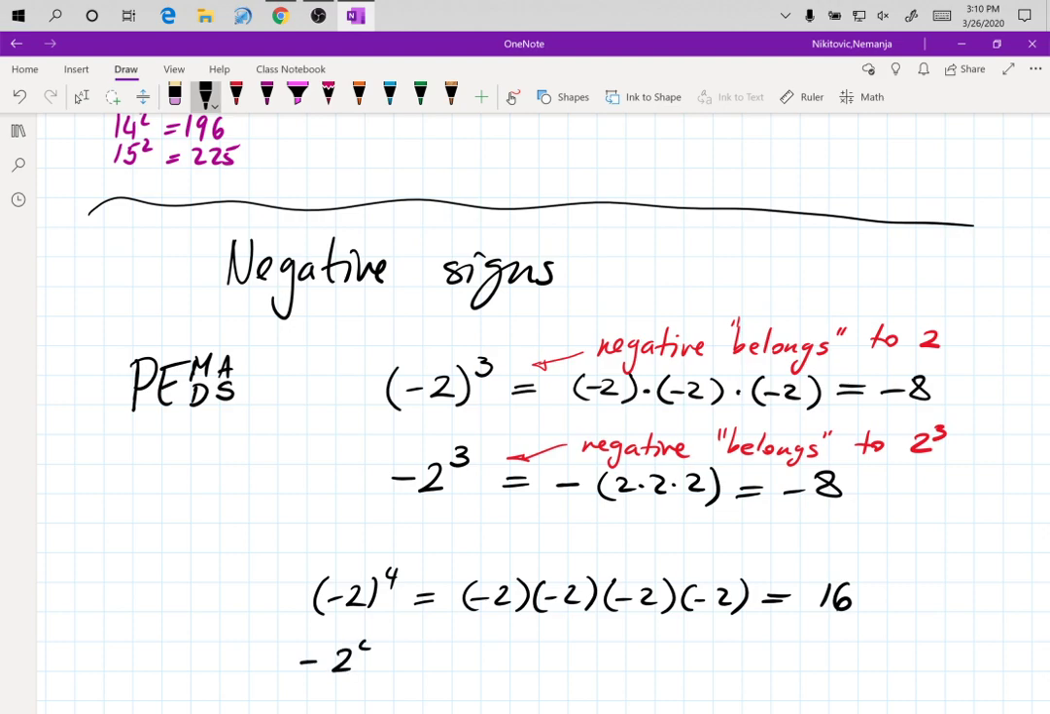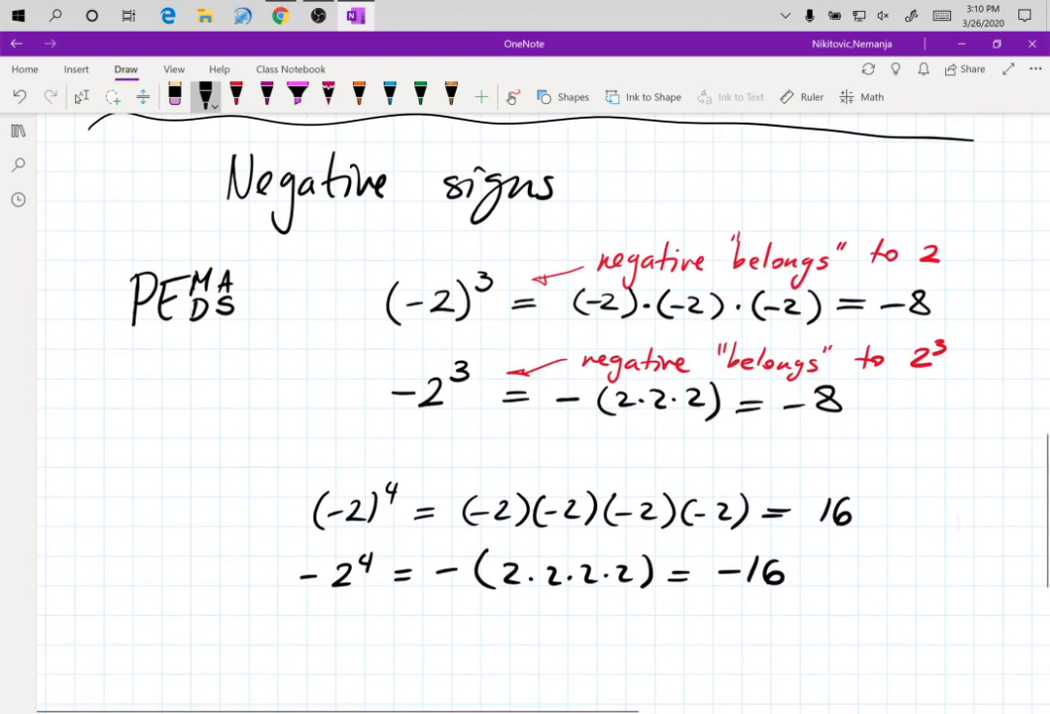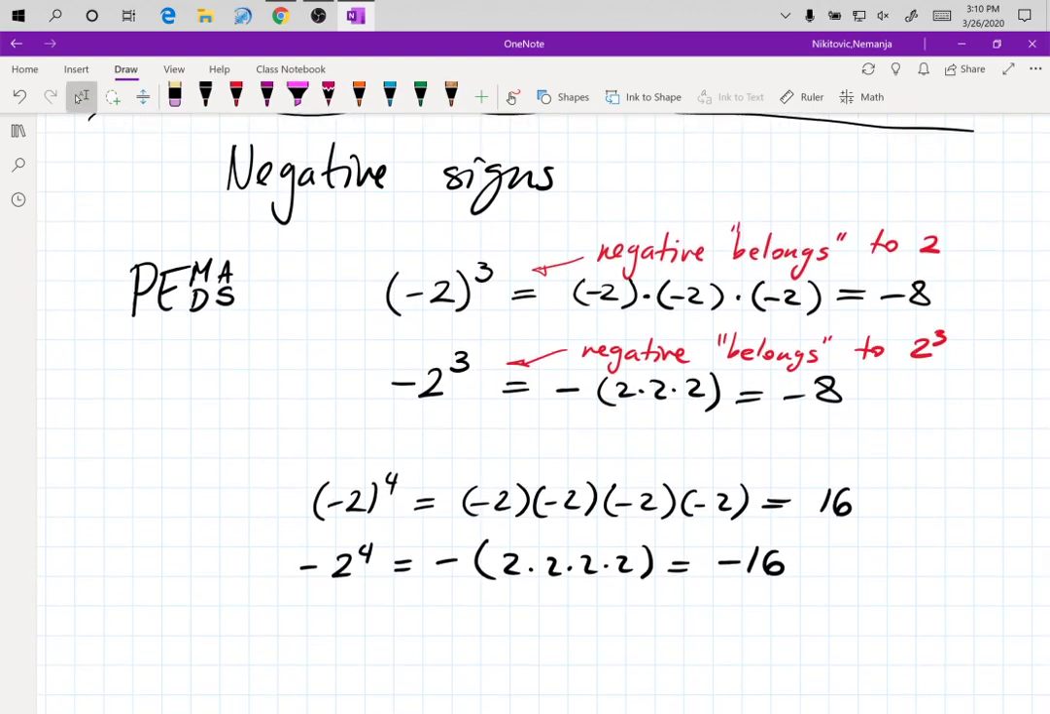But if you have negative 2 to the 4th without parentheses, then you have this way, and that becomes negative 16. So you have to be very careful whether the negative sign is included in the parentheses or the negative sign is outside of the parentheses. Right? That's the difference.